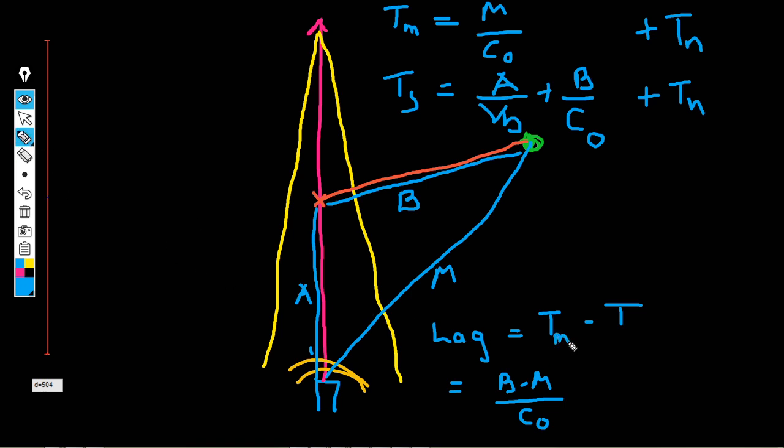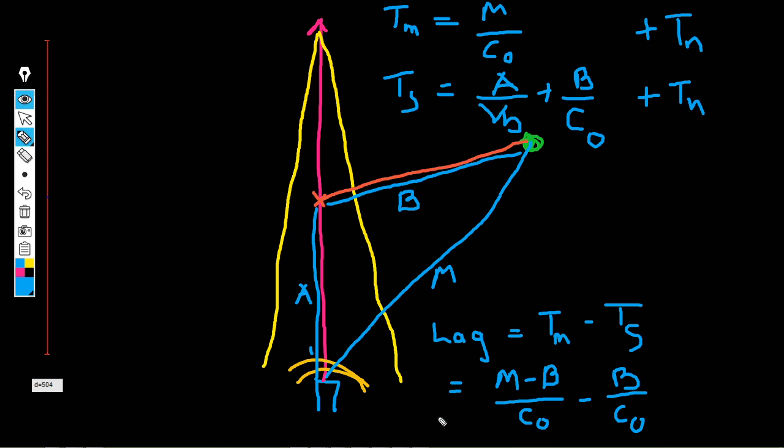The muzzle arrives last, so it's a larger number, so it should have been like this. In which case, those two things are going to be just the opposite. So it's M, which is M. I wanted to keep all the numbers positive, is what I was doing. Okay. And then we're going to get minus B over C naught. Okay, so that's the value for calculating lag.